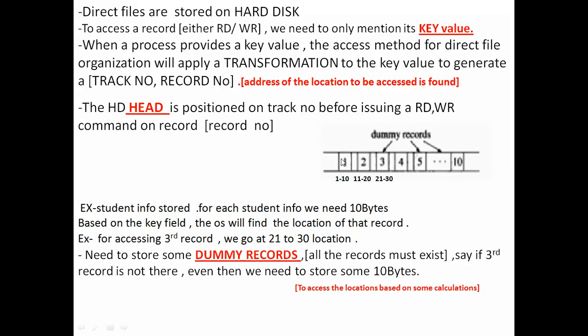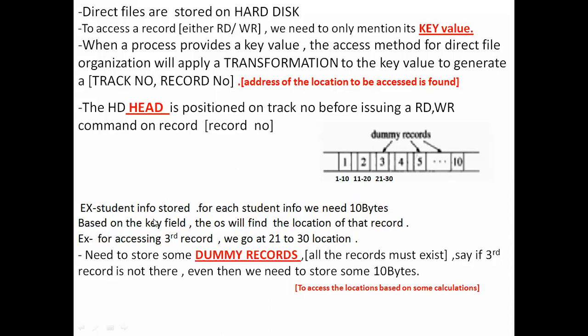Okay, so you can find here, suppose you have a sequence of records. For example, let me take the records as student information, where each record stores the roll number. For each and every student, the information we need is, say, 10 bytes. So for each student, we are reserving 10 bytes of information.